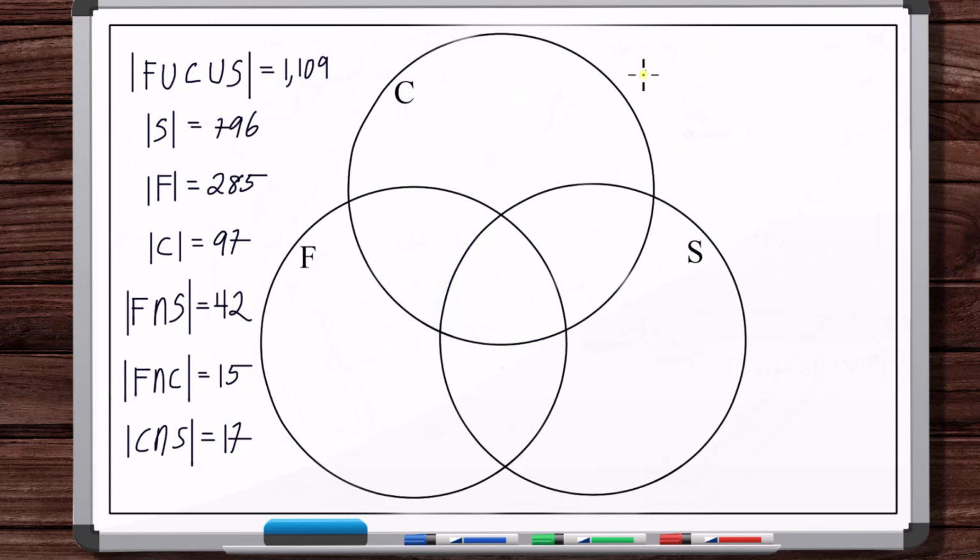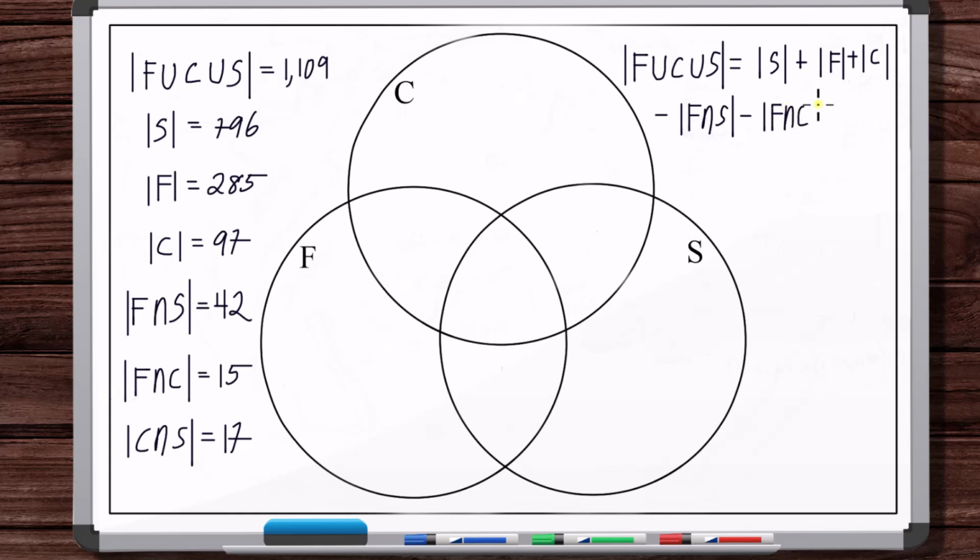So the formula is that we've got the number of elements in F union C union S. You first sum the number of elements in S plus the number of elements in F plus the number of elements in C. Then we subtract F intersection S, F intersection C, C intersection S, and then we add F intersection C intersection S.